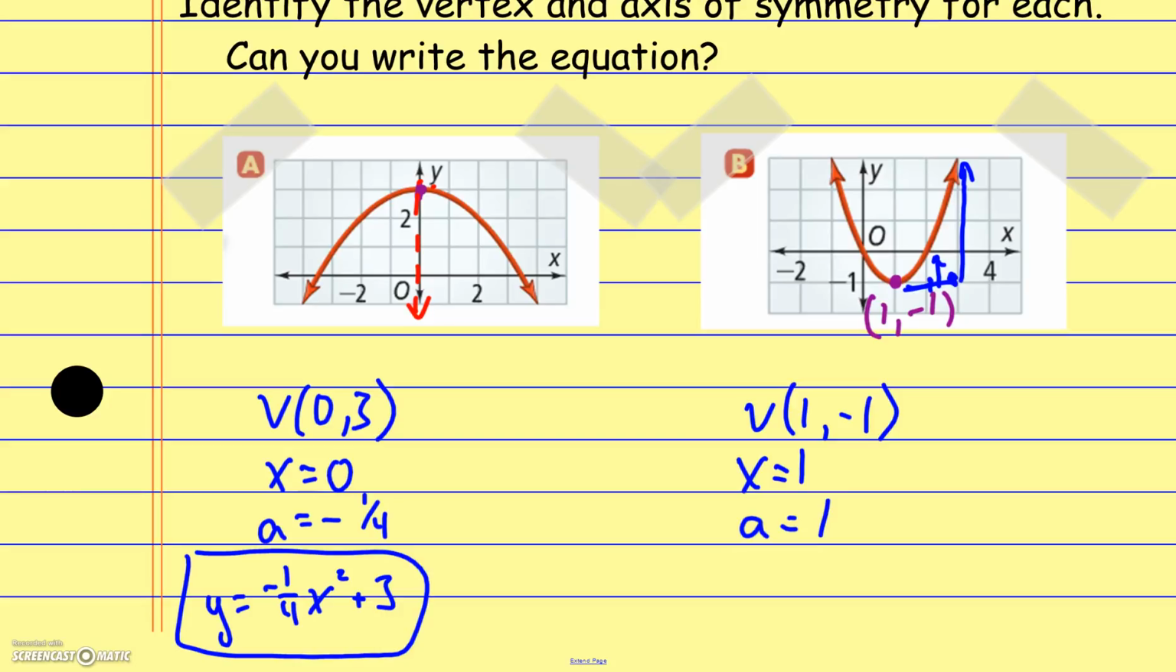Again, we're following the same pattern that we followed when we talked about absolute value equations. So this one is y equals a, which is 1, and I don't even need to write it, times (x minus h), which is 1, squared, plus k, which is negative 1. And that's it. I can see how the vertex and the a value not only give me the graph, but work in correspondence with the equation as well. All right?